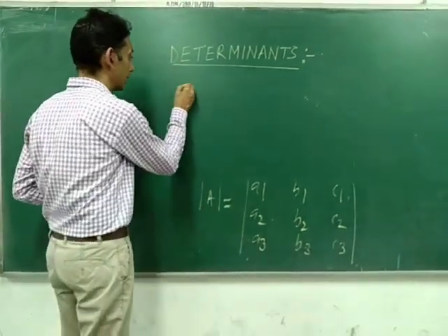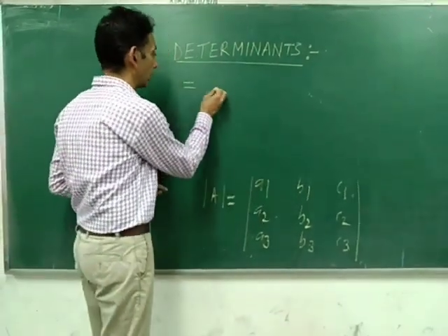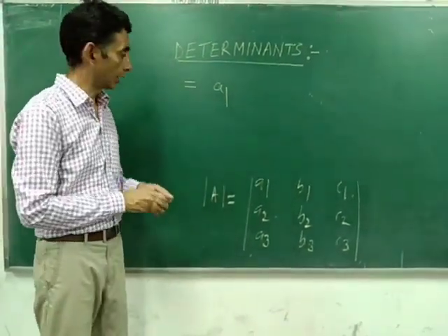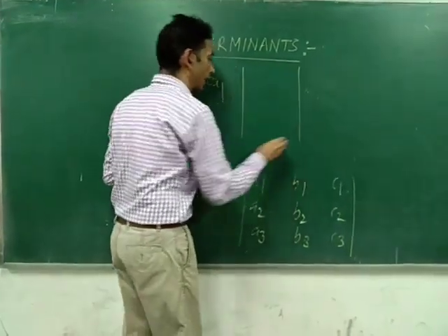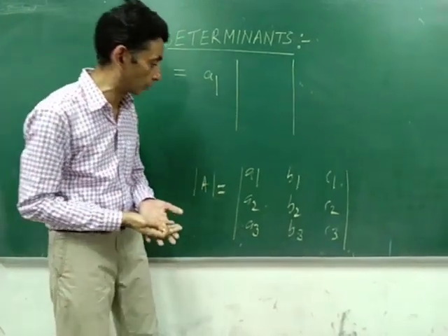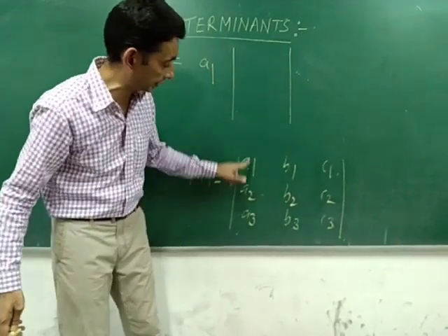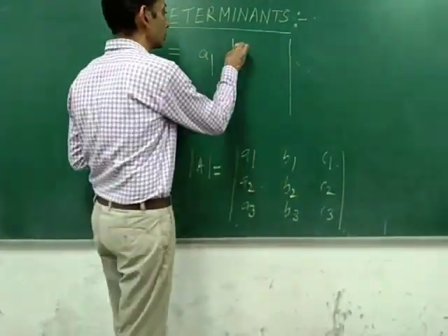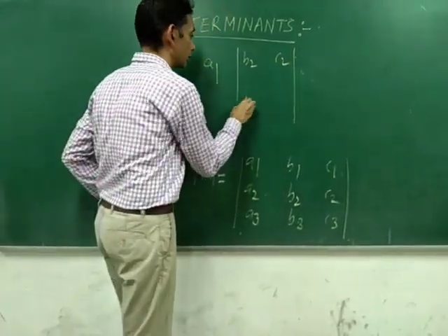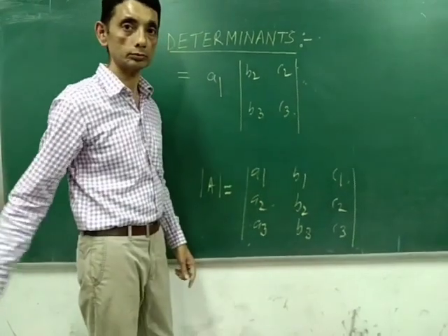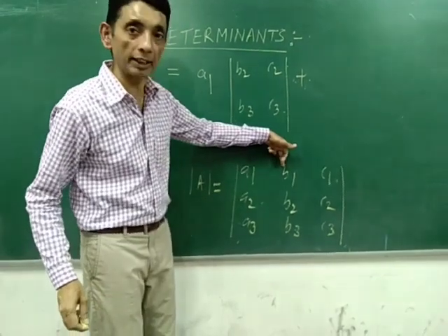If we expand with the help of the first row, then the first row element is a1. The moment you write a1, this a1 is to be multiplied by a determinant of smaller order, order 2. If we take a1, you need to ignore its row and its column. So what is left out? b2, c2, and b3, c3. Then next, the second element is b1.